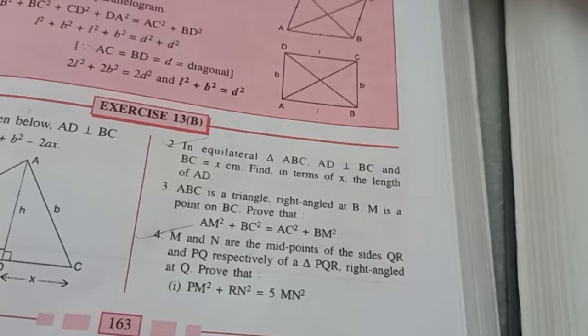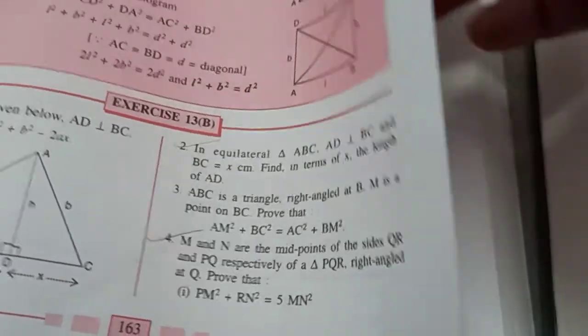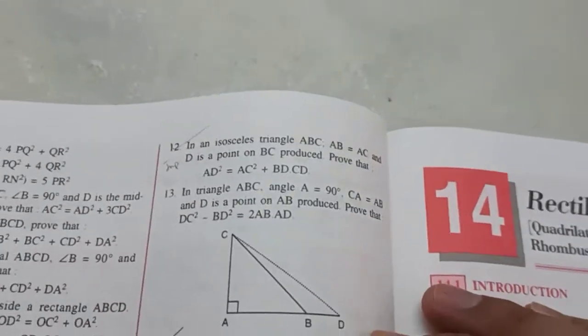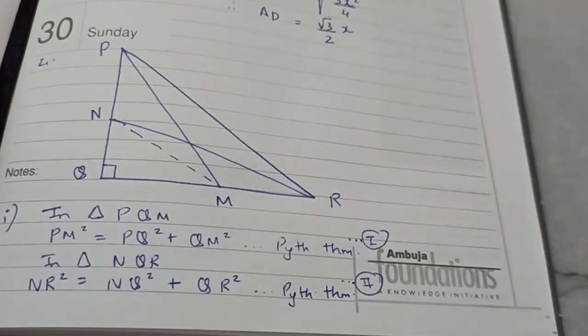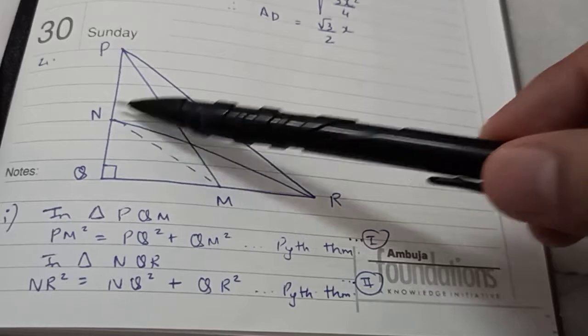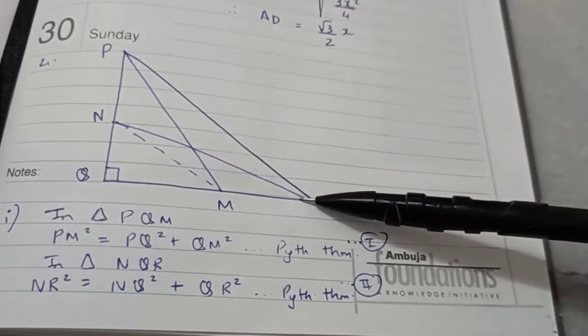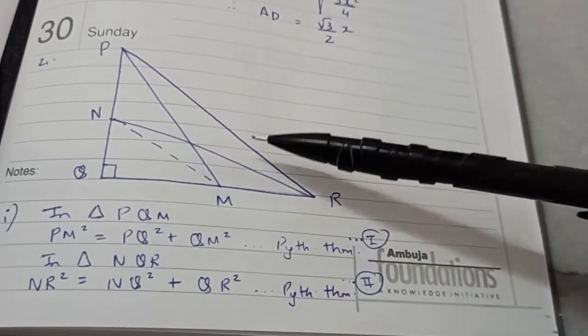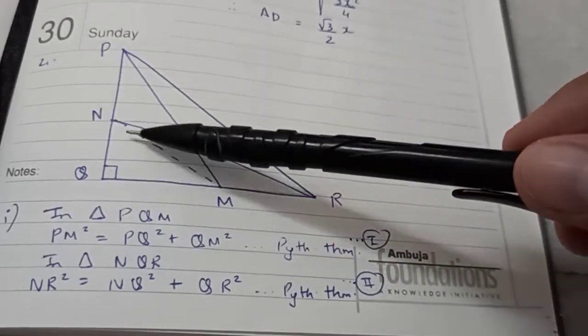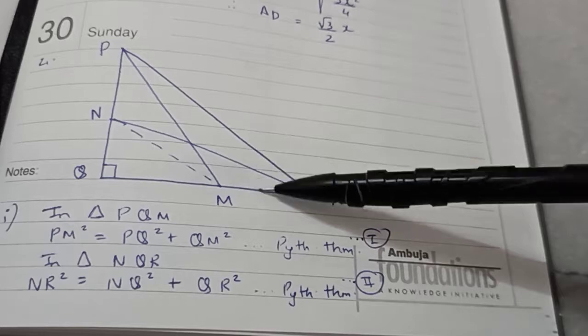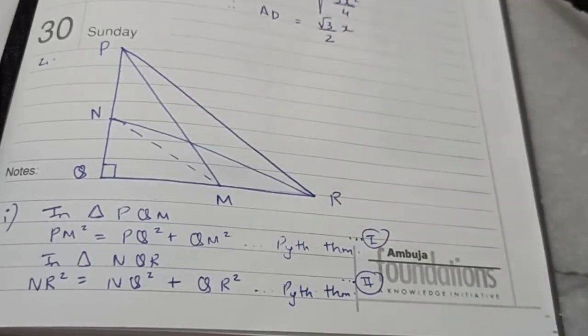Question 4 has a few subparts, totally 4 subparts. So this is the given diagram and we are going to join an M as well. So I see a lot of right angled triangles, 1, NQM, NQR, PQM and PQR. So there are totally 4 right angled triangles and all 4 will be useful in this sum.